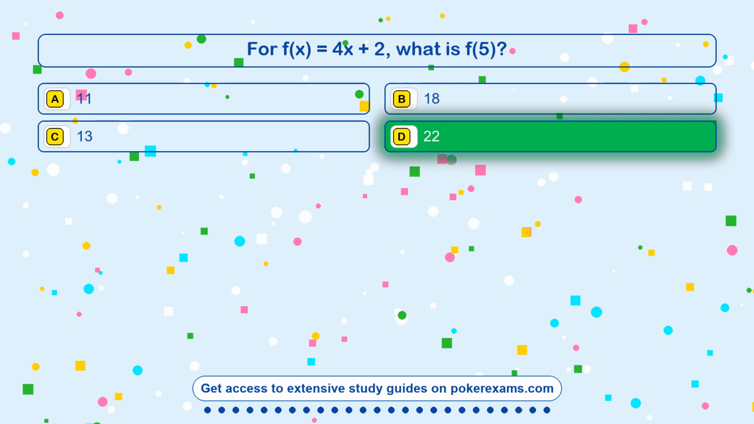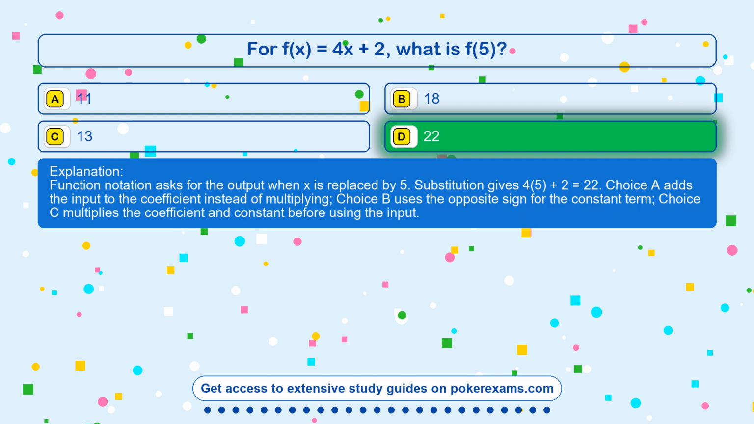The correct answer is option D, 22. Function notation asks for the output when x is replaced by 5. Substitution gives 4 times 5 plus 2 equals 22. Choice A adds the input to the coefficient instead of multiplying, choice B uses the opposite sign for the constant term, choice C multiplies the coefficient and constant before using the input.